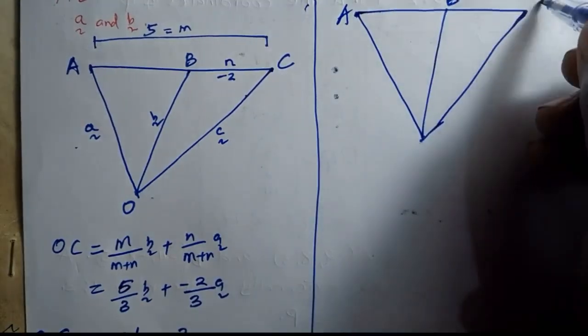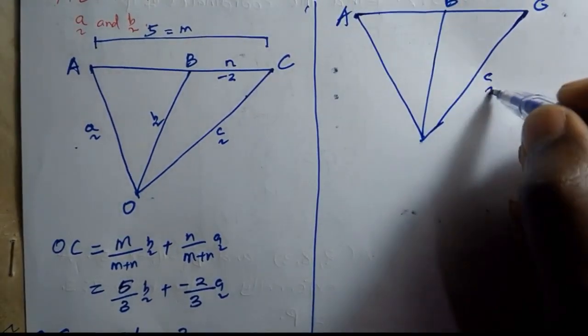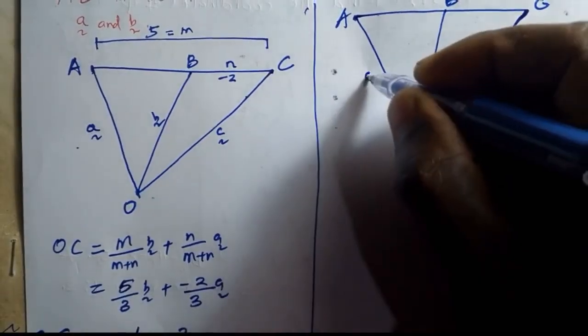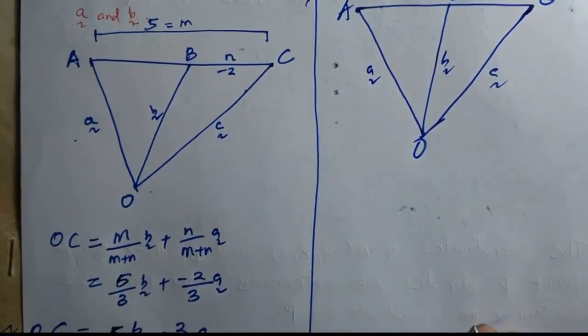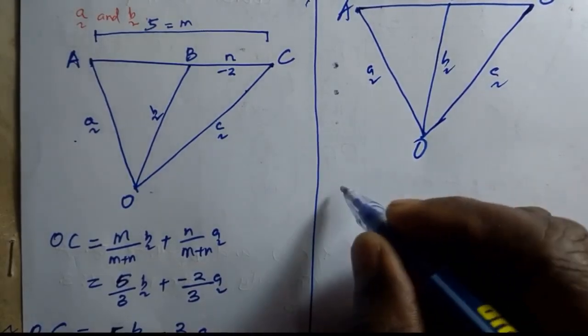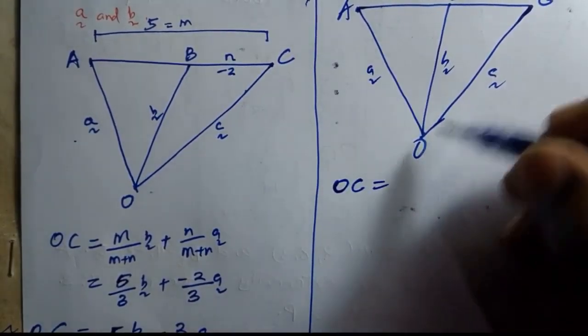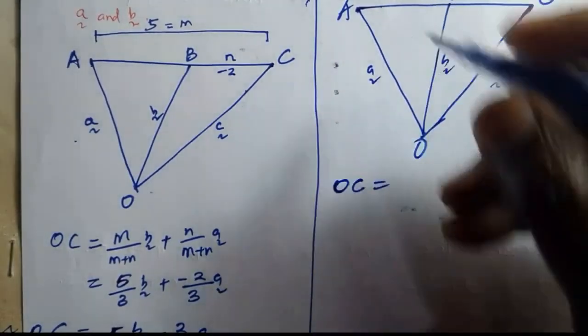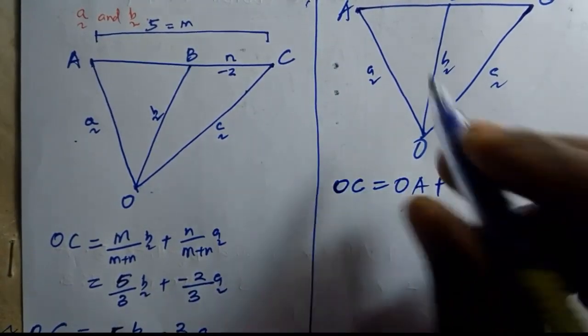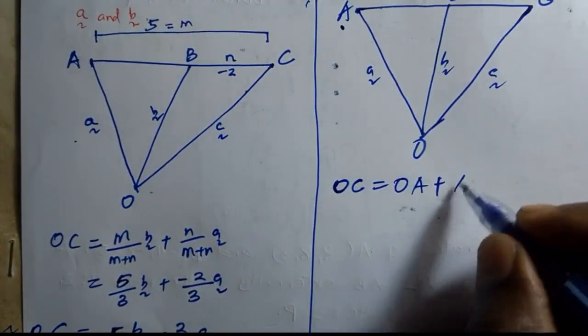B, C, C, B, A, O. So we know that OC is equal to OA plus AC.